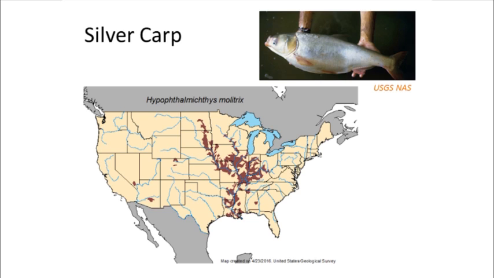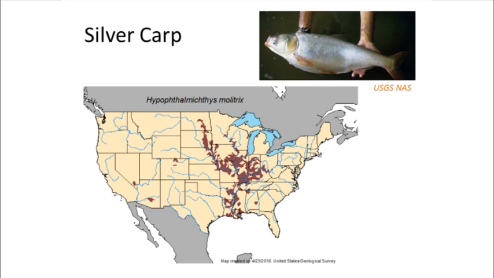Oh, and before I forget, these maps are from the USGS Non-Indigenous Aquatic Species Database. They have an excellent resource on species distribution maps for aquatic animals and plants. And one thing that's nice is that if it is native to one part of the United States, they'll distinguish that with different coloration on the map, so you can see where the native watersheds are versus the invasive watersheds.